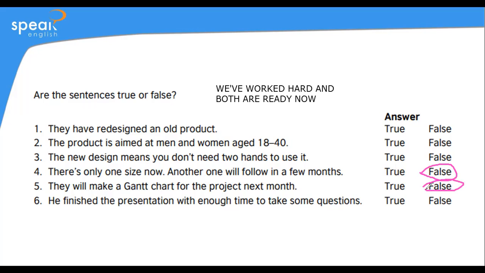True. Because he mentioned, any questions? Well, I don't know if you know about the time, but I think yes. It makes you think he has time, right? If he asked, it's because he's willing to answer questions, right? So yeah, we can definitely say that it's true. He had time to answer questions. Very good job, guys.